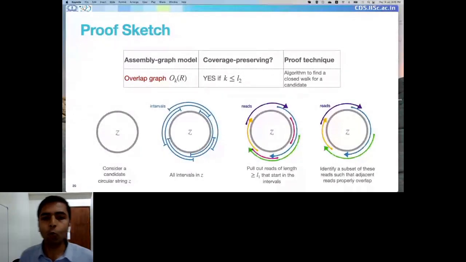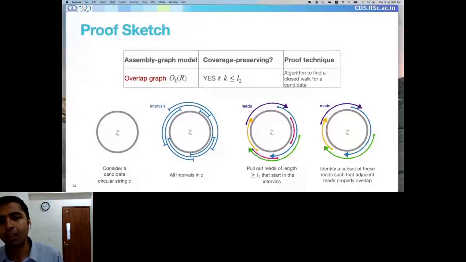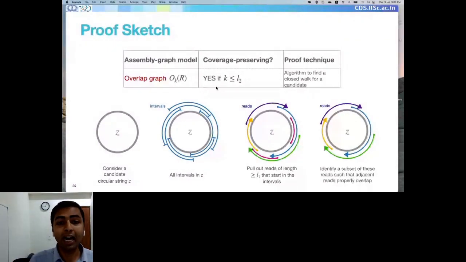So next, for the overlap graph, we have to be slightly more careful because the vertex labels in the overlap graph are of variable length, and the suffix prefix overlaps are also of variable length. So here, to prove that overlap graphs are coverage preserving, as long as the minimum suffix prefix overlap length is less than or equal to L2, we give an algorithm. So if you give me a candidate circular string, I will identify a closed walk in the graph that will spell Z.